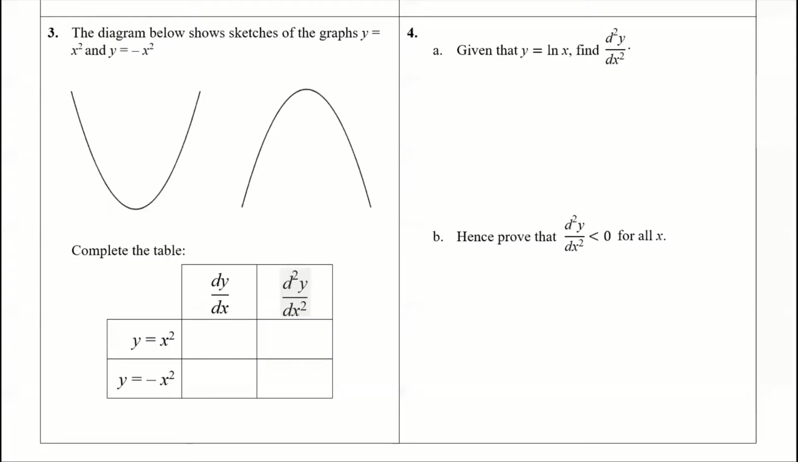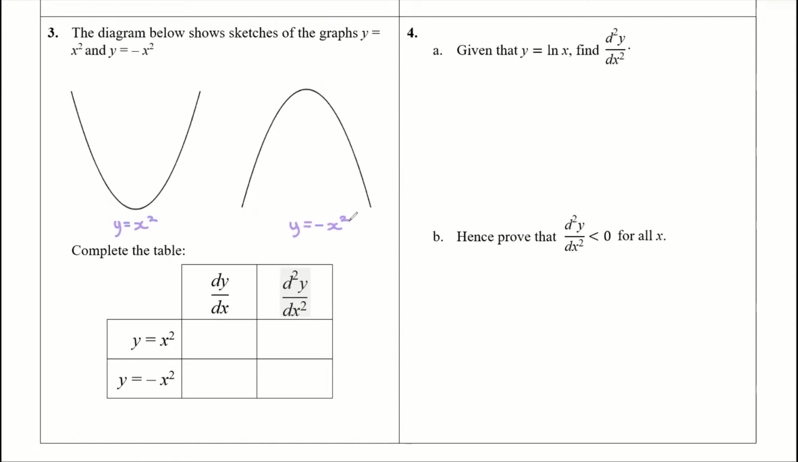Now moving on to question 3, we've got two curves, y equals x squared and y equals negative x squared. I think it's pretty obvious which one's which, but we'll label them anyway. So this is going to be y equals x squared, and this is going to be y equals negative x squared, simply because the coefficient of the x squared determines the orientation of the quadratic, whether it's a U shape or an N shape.